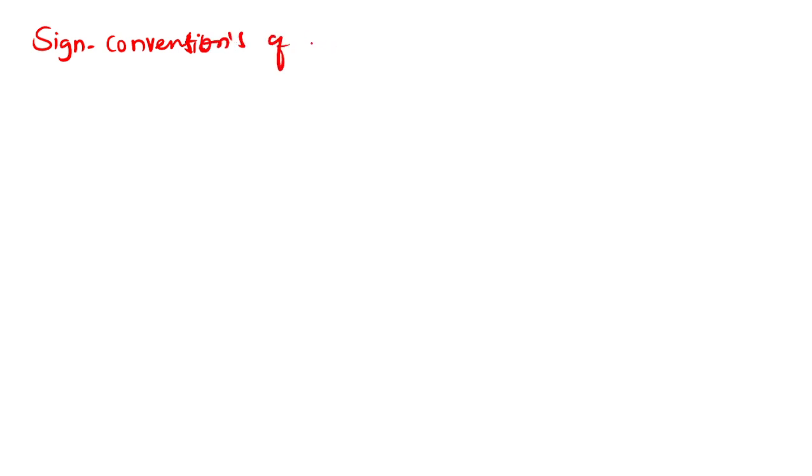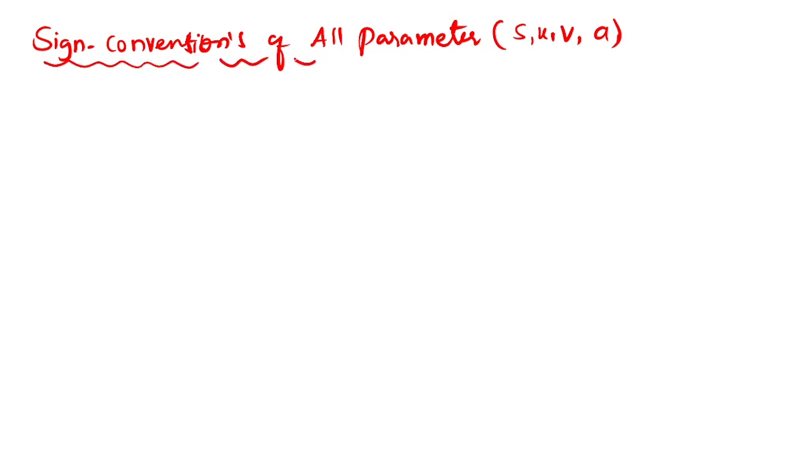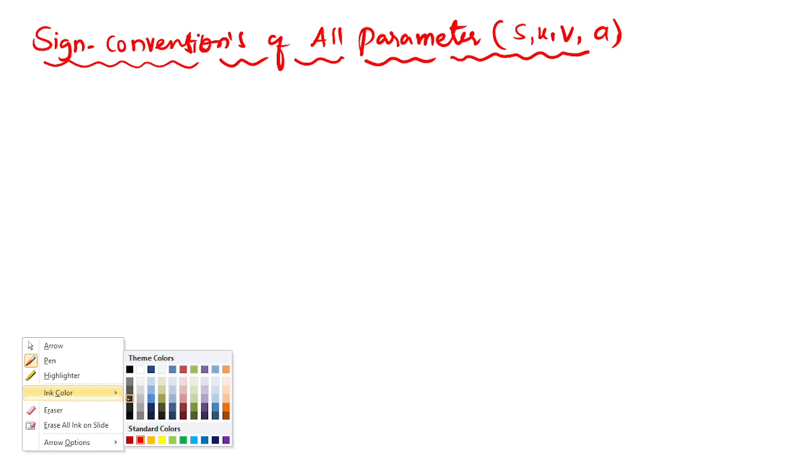Sign conventions of all parameters. So in this chapter we have all the parameters. What are the parameters? We have displacement, initial velocity, final velocity, acceleration. Time is not considered for the sign convention. Why? Time will not have a negative sign, only positive. Time is always positive. So displacement, velocity and acceleration change.